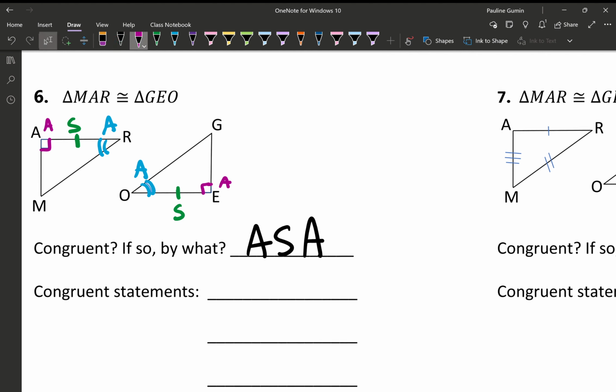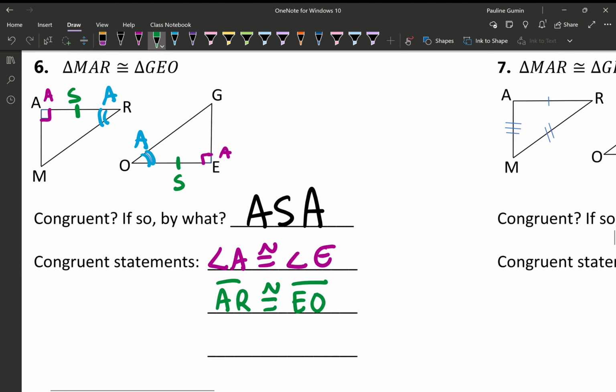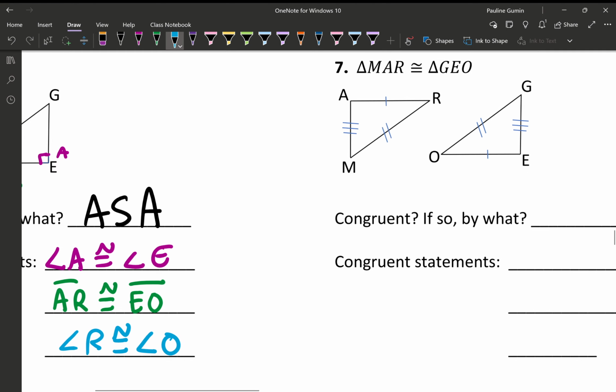Let's write down our congruency statements. First we have angle A. Yes, angle A is congruent to angle E. We've got AR congruent to EO. And lastly, the two angles, angle R congruent to angle O. Sorry, it's lagging a little bit.